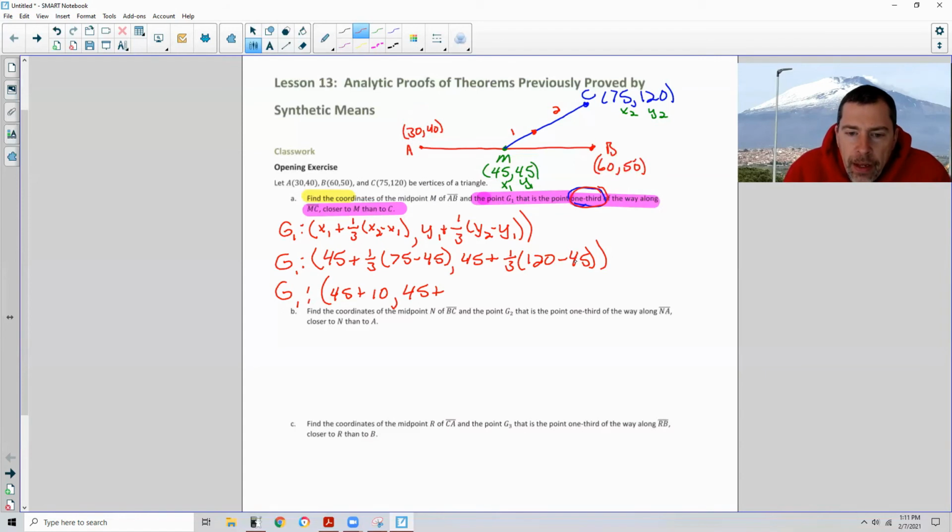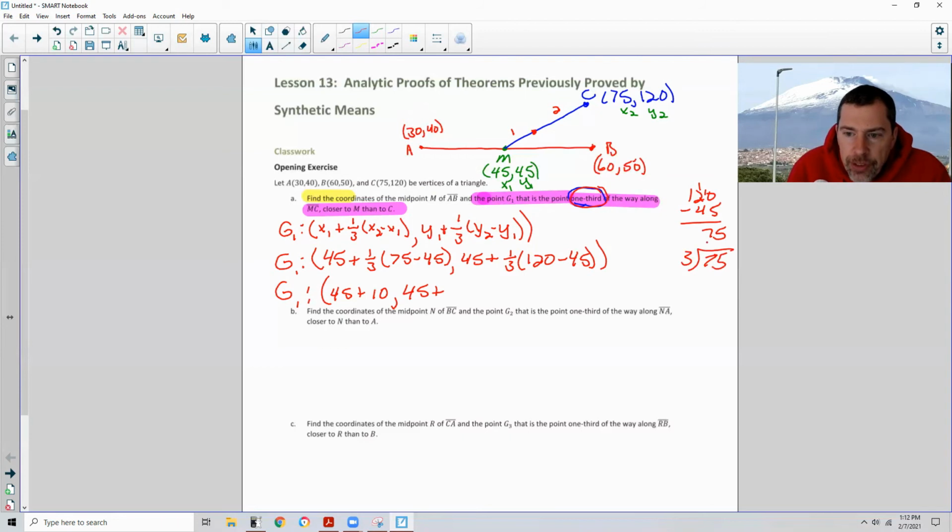Okay. And 1/3 of 85. Well, this one's not going to be as easy. So 120 minus 45 is 75. I'm sorry about that. 75. Now that'll work. 1/3 of 75.